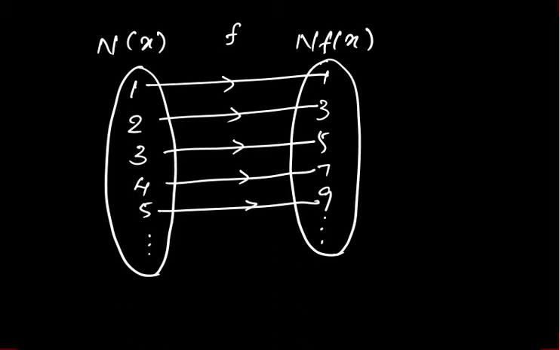But the function f from N to N is not an onto function because the range is not equal to the codomain. Your codomain is supposed to be the natural numbers 1, 2, 3, 4, 5 and so on, but here your range is equal to 1, 3, 5, 7, 9, which clearly are not equal. So you can say that this particular function is one-one but not onto.